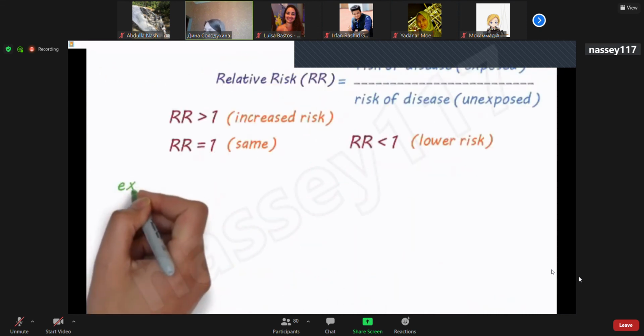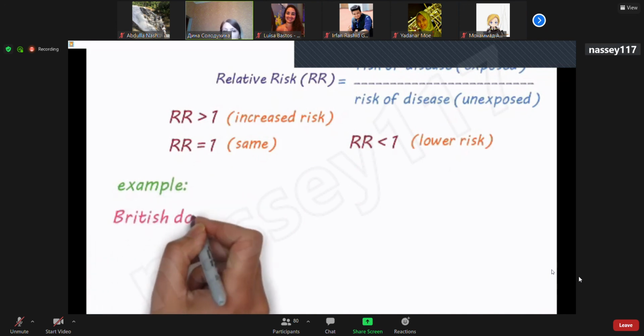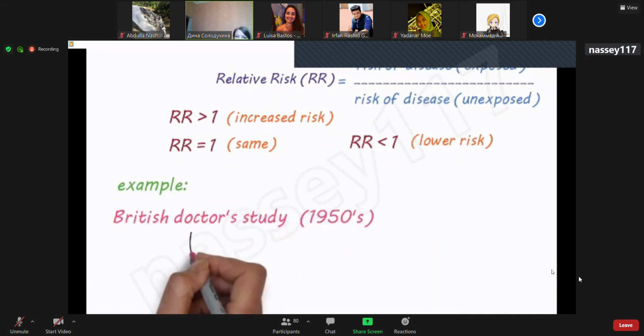A well-known cohort study is the British doctor study, done in the 1950s, where a group of doctors were followed up for many years.